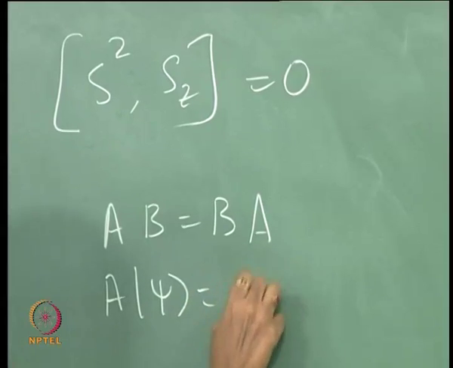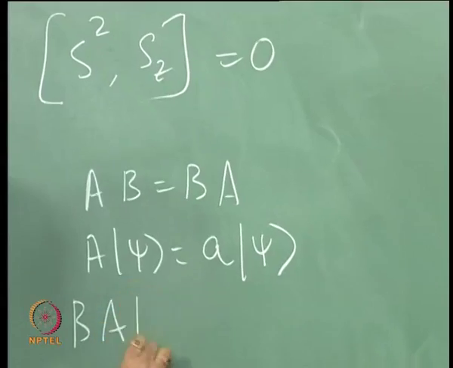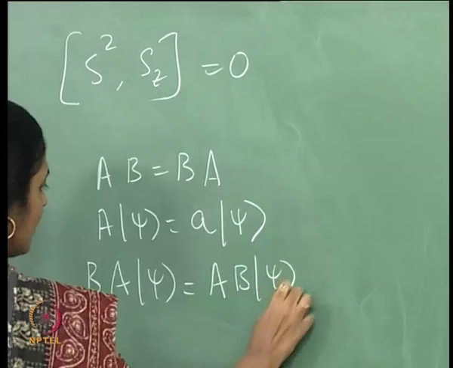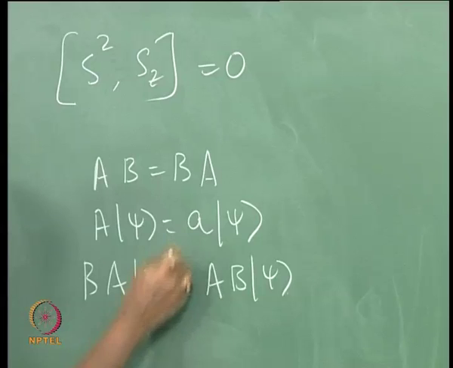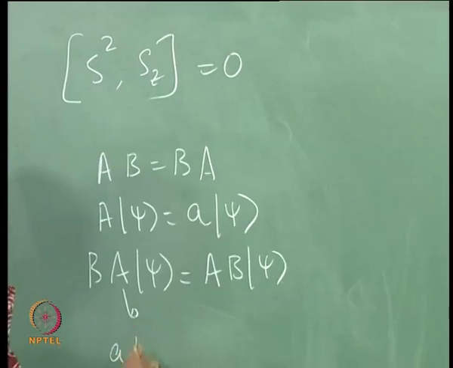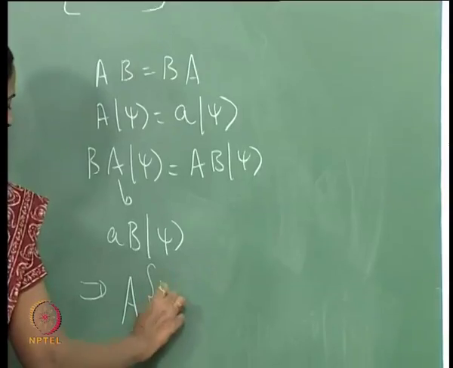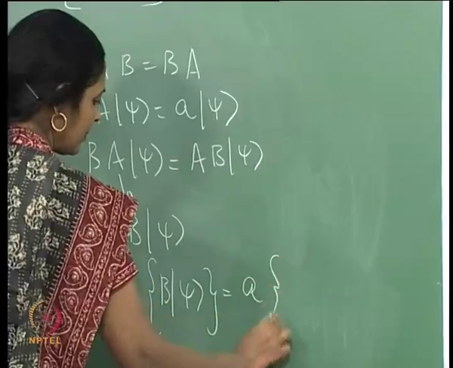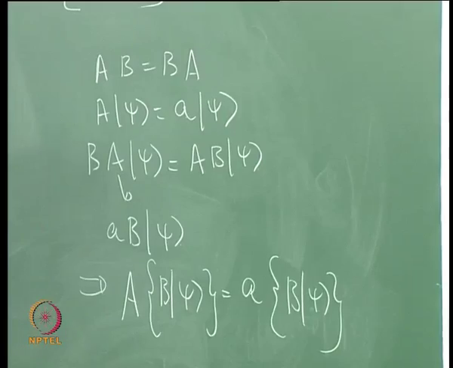and if psi is an eigenvector of A with eigenvalue little a, BA psi is equal to AB psi. But I know that A psi pulls out an eigenvalue a, so this object is simply aB psi, and therefore the state B psi is an eigenstate of the operator A with eigenvalue little a.